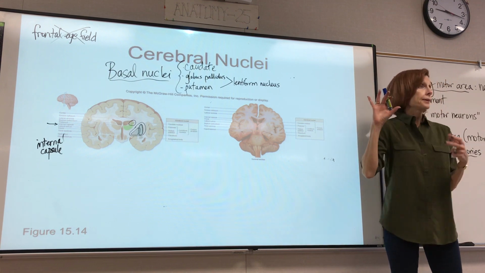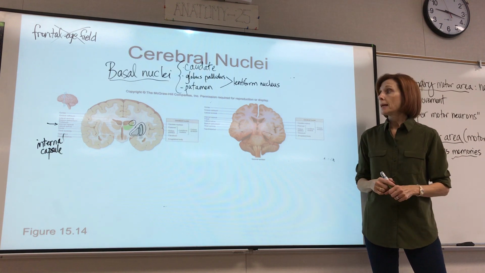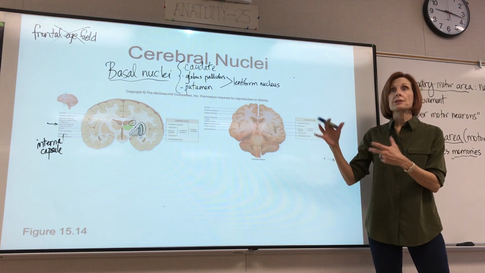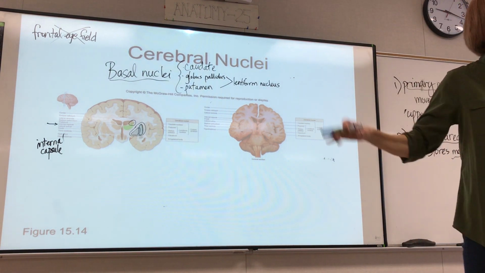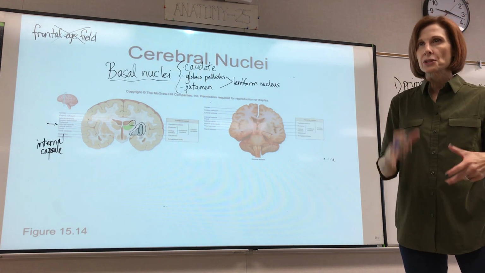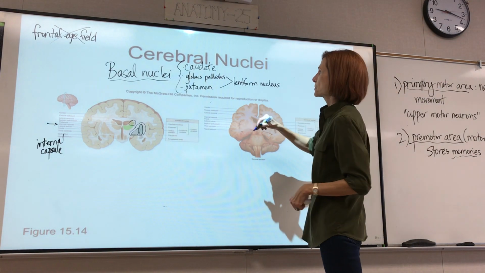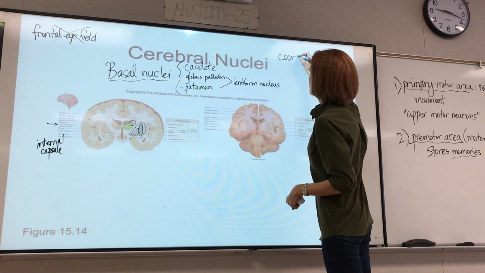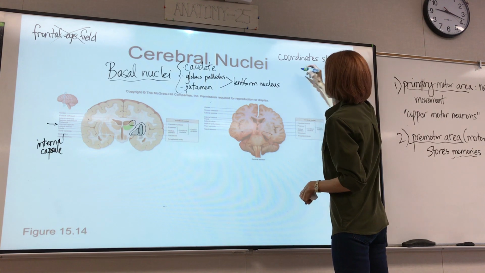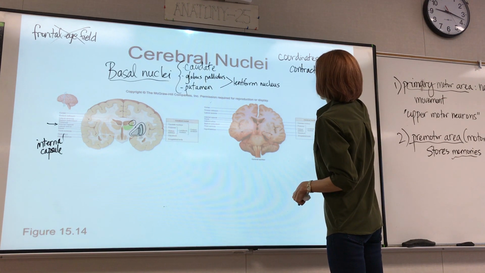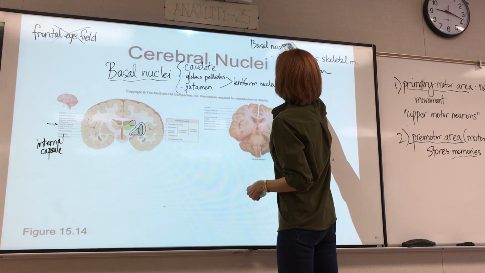This group of nuclei helps to make our movements look more smooth and coordinated, and also controls rhythmic, repetitive movements, like when you swing your arms while walking. That repetitive, rhythmic motion is controlled by this group of nuclei. So we'll just say that the basal nuclei helps to coordinate skeletal muscle contraction, which is just saying what it does in a general way. Okay, basal nuclei.